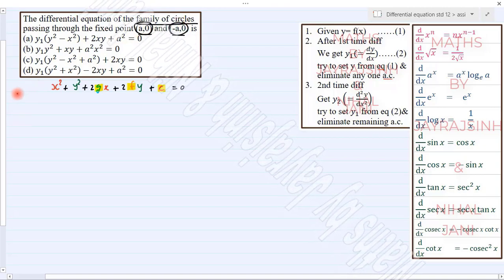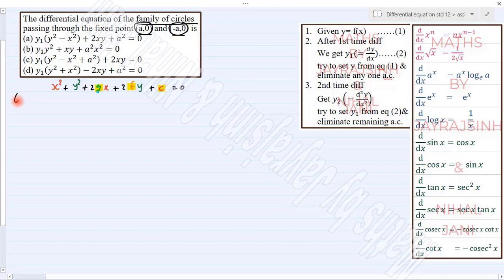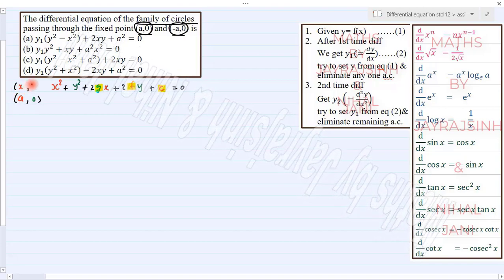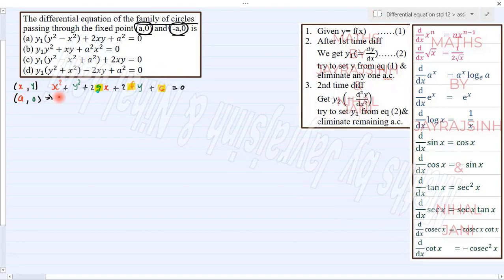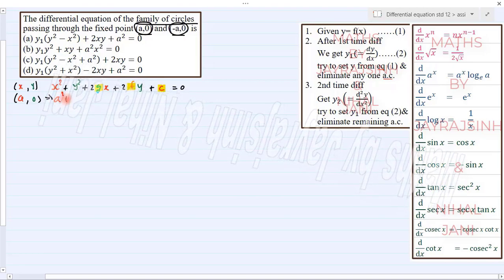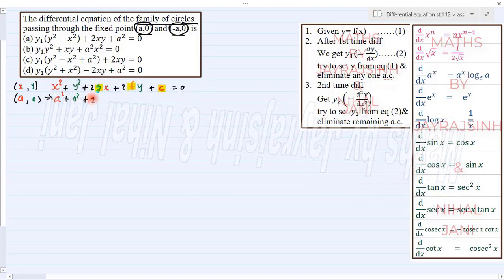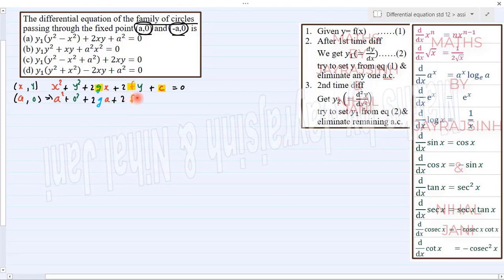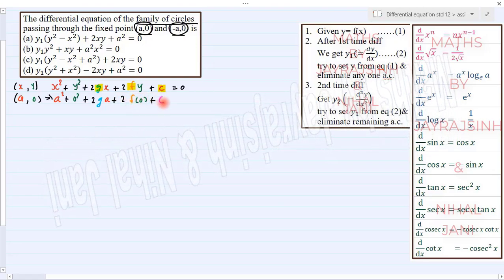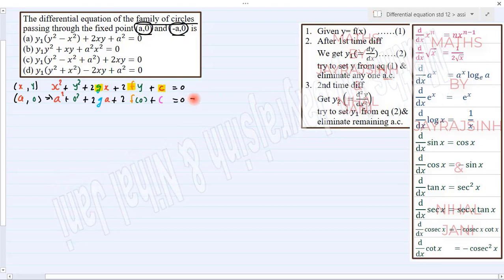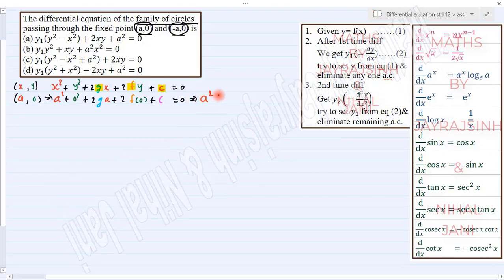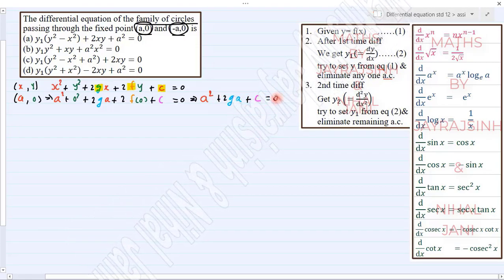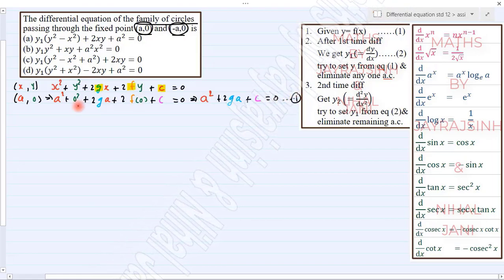Now, our circle is passing through a comma 0. So here your x coordinate is a and y coordinate is 0. So our equation will become a square plus 0 square plus 2 times g of a plus 2 times f into 0 plus c is equal to 0. So here we'll get a square plus 2ga plus c is equal to 0. Let's say this is your equation number 1.